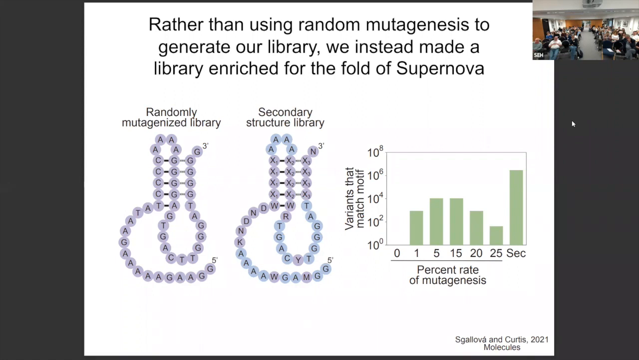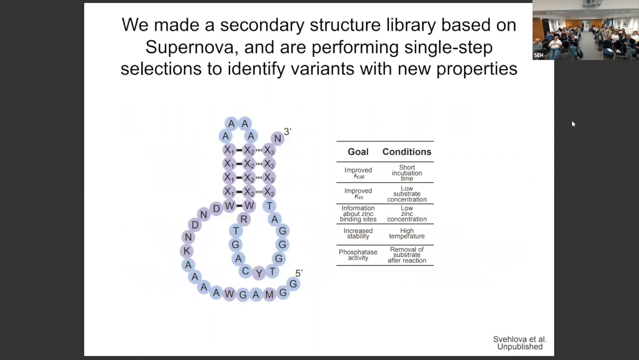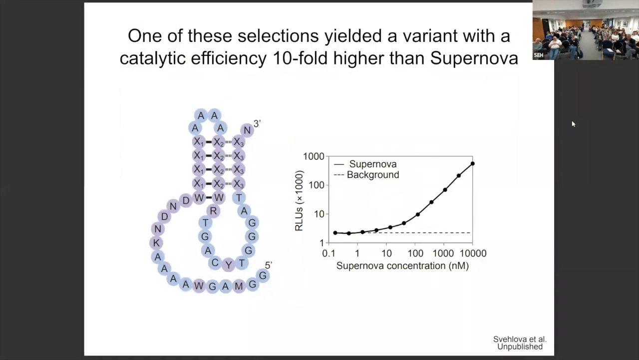That's exciting, but this is just a calculation, and what we really want to do is characterize this library experimentally. So we made this library, and we're in the process of performing a series of single-step selections to basically identify variants with different phenotypes. For instance, we're interested in identifying variants with improved kcat values, improved Km values, increased thermostability. So what do we know so far? Well, we have isolated a deoxyribozyme from this library with a catalytic efficiency 10 times higher than that of Supernova. That's cool, that's encouraging.